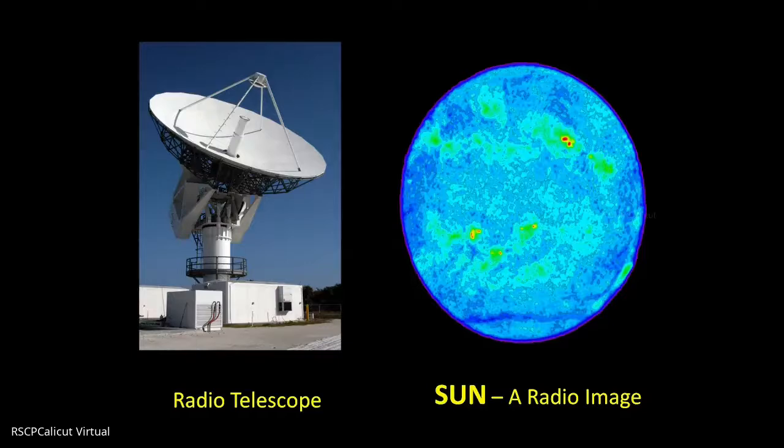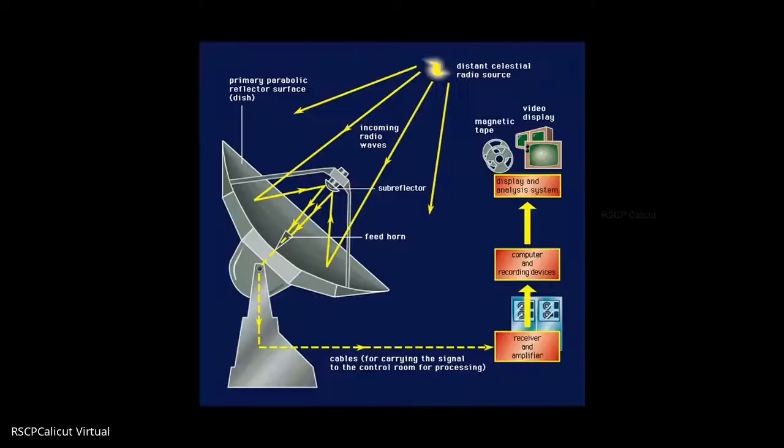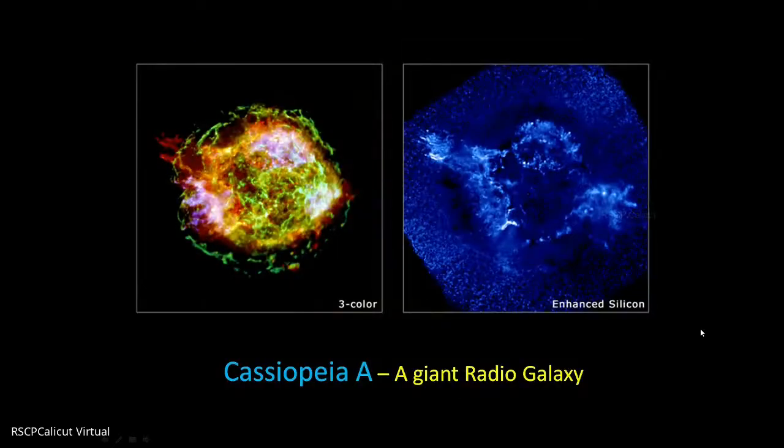This is the radio telescope, and this is the radio image of the sun. Radio telescopes, as you might know from the dish antenna shape, are much bigger, gigantic in structure, and they collect radio waves. This is the functioning of the radio telescope: the object of interest is here, the radio waves are collected at the feed, and then sent to the control room where they are analyzed. In India we have the GMRT radio telescope and the Ooty radio telescope nearby, which work on similar lines.